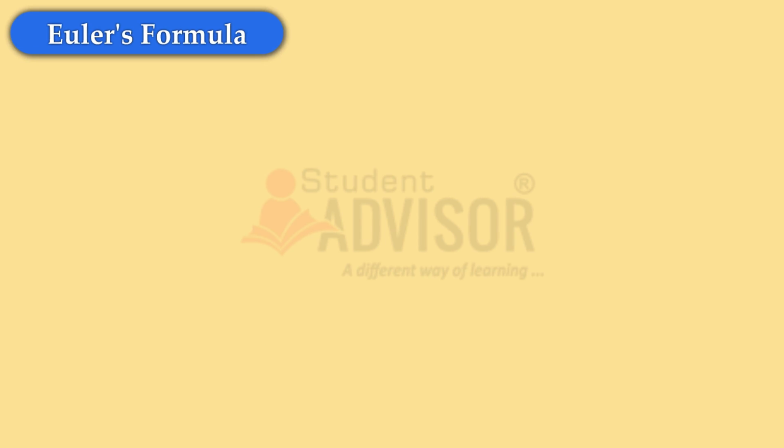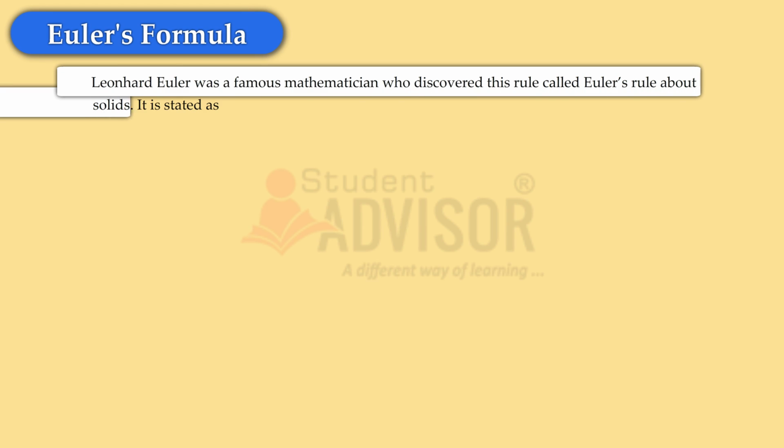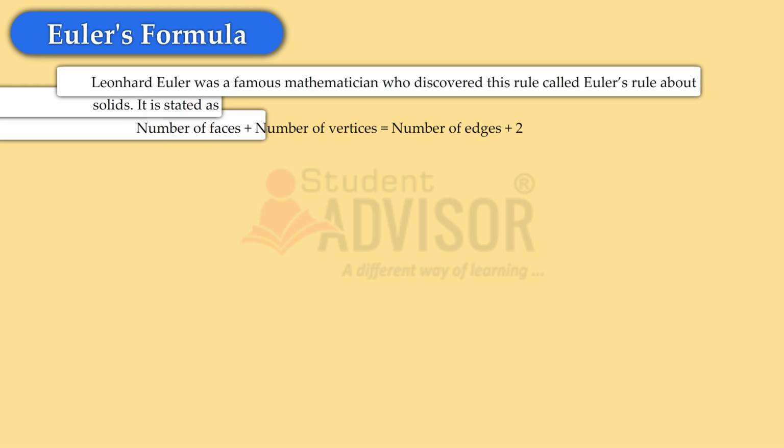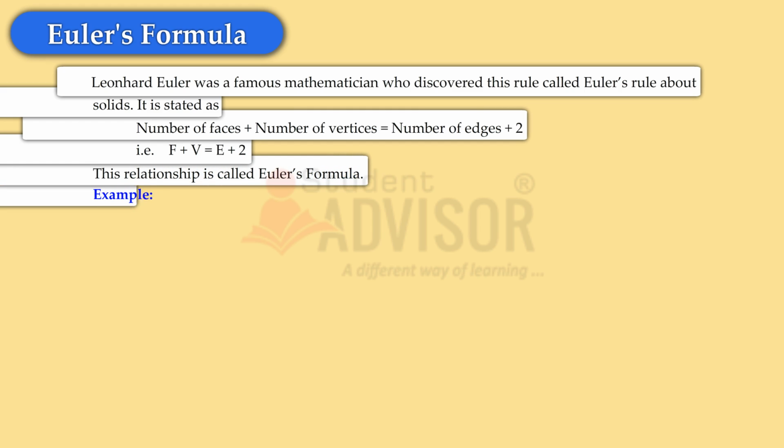Euler's formula. Leonhard Euler was a famous mathematician who discovered this rule, called Euler's rule, about solids. It is stated as: number of faces plus number of vertices equals number of edges plus 2. That is, F + V = E + 2. This relationship is called Euler's formula. Study the given example.